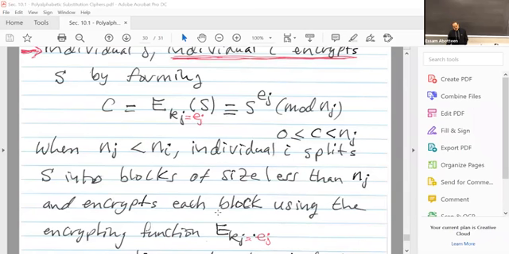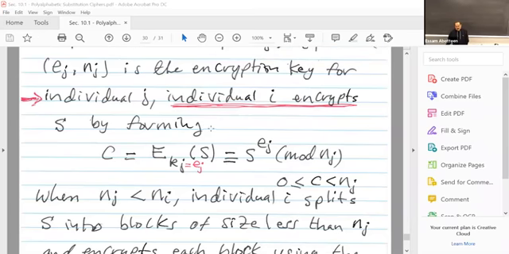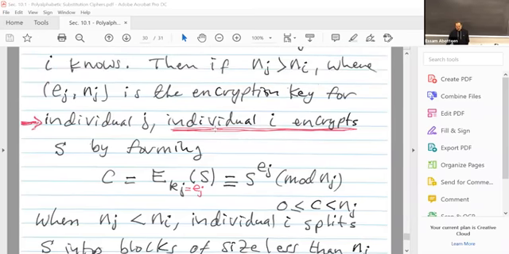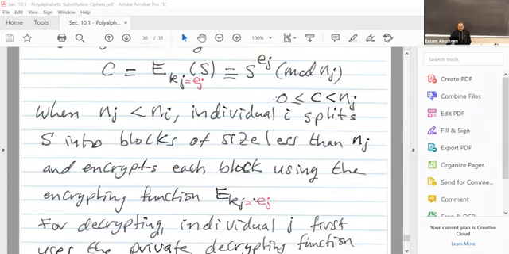However, if N sub J is smaller than N sub I, he's going to split this message S into blocks so that they are smaller than N sub J, and encrypt each one of these blocks using the same kind of procedure, just raise it to the E sub J. So let's assume that N sub J is actually bigger than N sub I. So we can do it for this block.